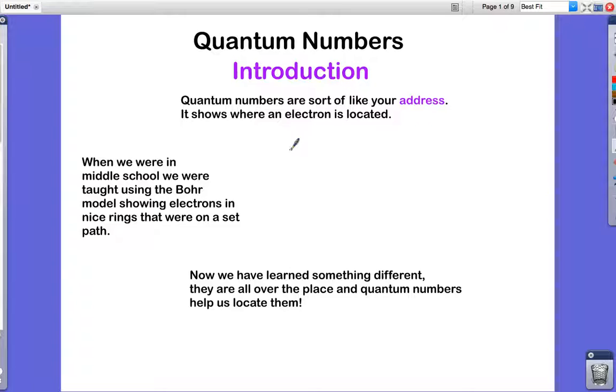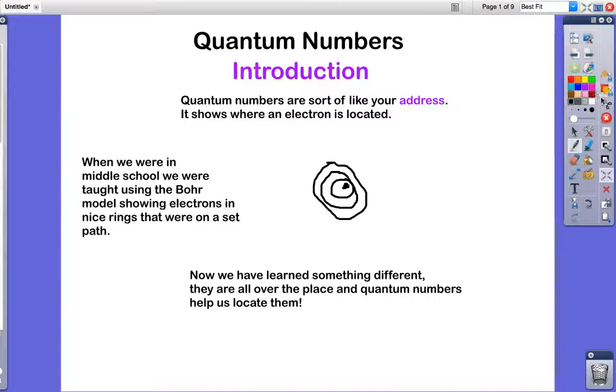When we were in middle school, we were taught using the Bohr model, and we still use that. It shows electrons in nice rings on a set path. It sort of looks like this: we have one ring, and then another, and so on. Now we have learned something different. They are all over the place, and quantum numbers help us locate them.